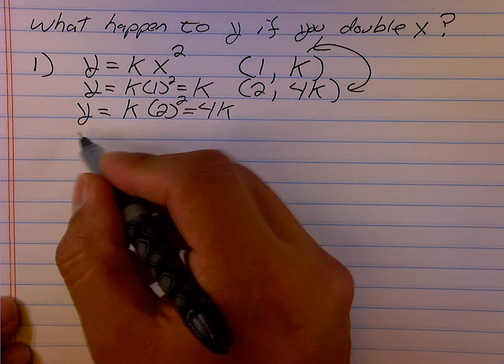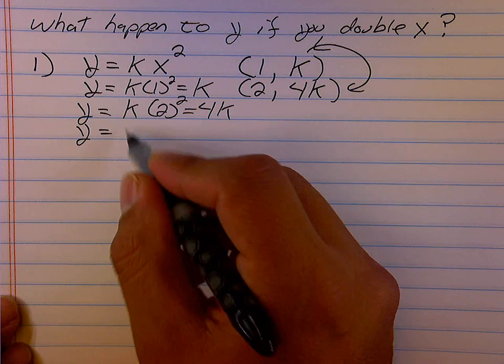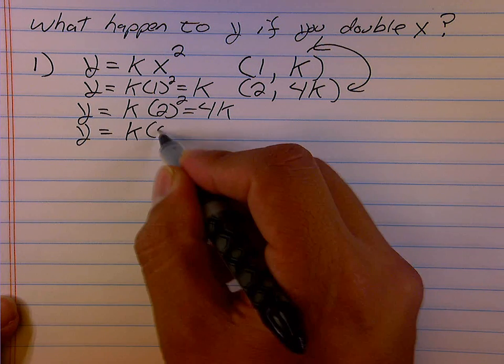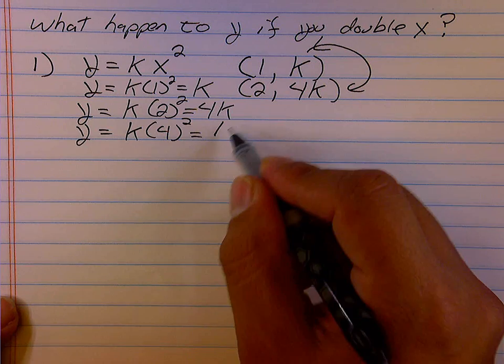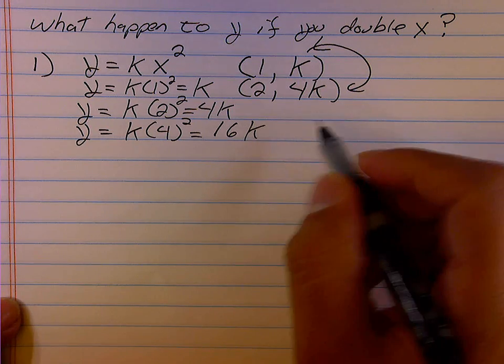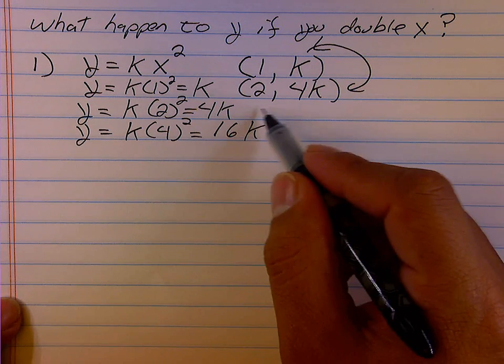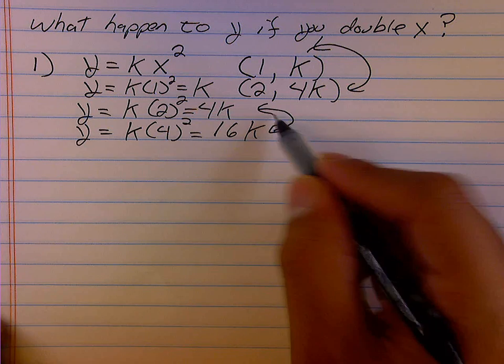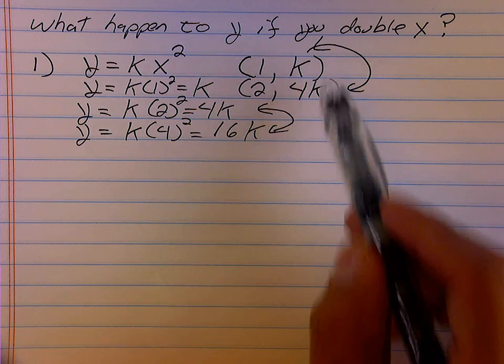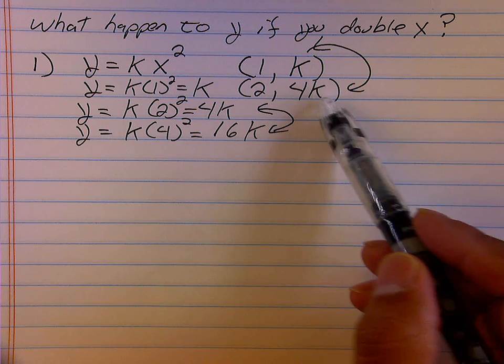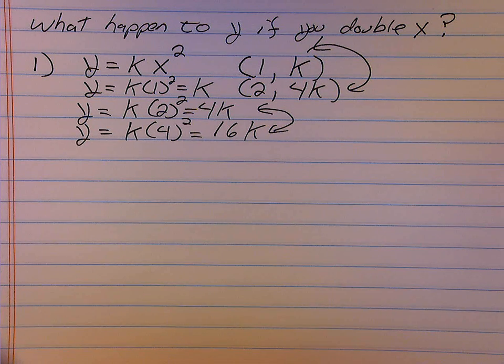I could have started with 2 and then doubled that x value to 4. 4 squared is 16, and notice it's a little bit harder to make my jump, but in fact, to go from 4k to 16k is quadrupled. It's just much easier to see it from 1k to 4k.